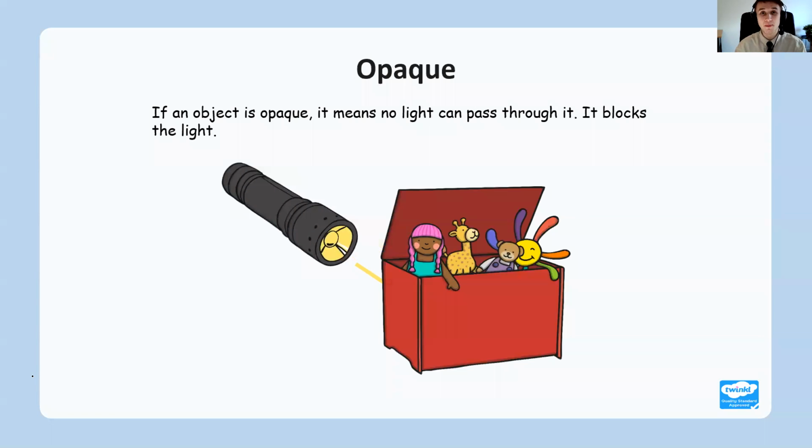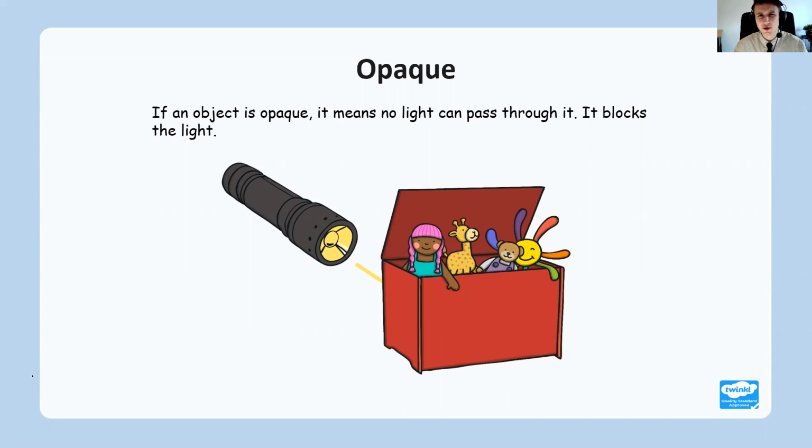And that leaves us with opaque, which is when an object blocks all the light. Light cannot pass through it, which means all those rays of light stop at the object. And that's going to be most things that we interact with in our normal day-to-day life. So we're opaque because light can't pass through us because we're solid and we block light.